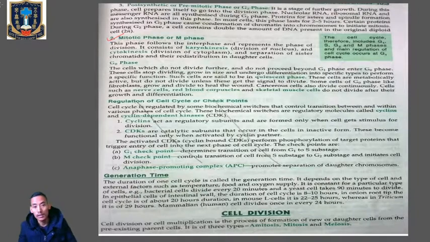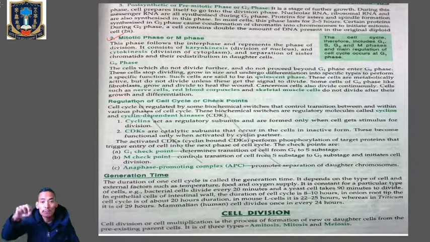Now those cells which do not divide further, and which do not proceed beyond the G1 phase, will enter into the next phase, which is called the G0 phase. Only those cells which do not divide further and do not proceed further from the G1 phase will enter into the G0 phase.